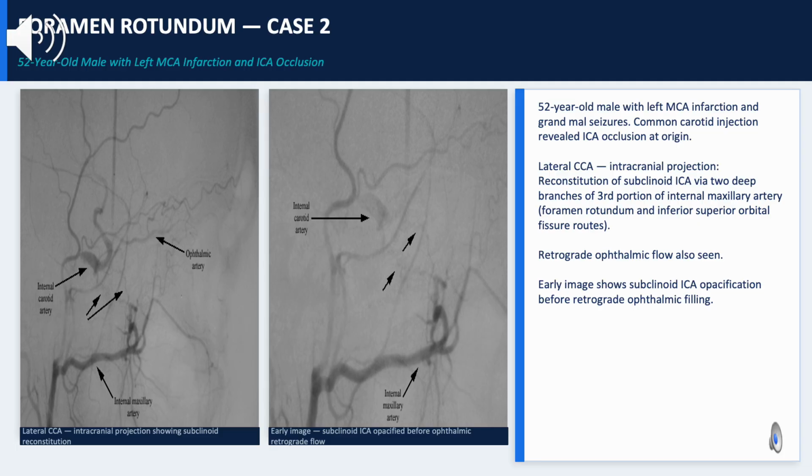The early image is diagnostically important. It shows the subclinoid ICA opacifying before retrograde ophthalmic flow appears. This temporal sequence proves that the direct foramen rotundum route is faster than the ophthalmic route, confirming it as the primary collateral. This case illustrates the teaching principle. When ICA reconstitution is visible at the petrous cavernous junction with no visible ophthalmic filling, always look for a deep internal maxillary branch traversing a skull base foramen.